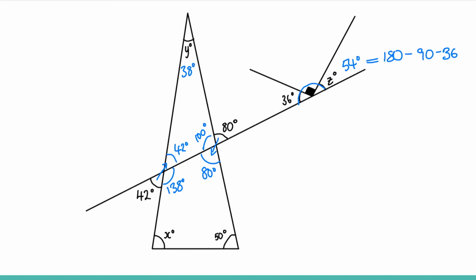And then the bottom one, I have 360 because it's a four-sided shape. And if I do 360 minus 50 minus 80 minus 138, then I can find that my final answer is 92. And that's from this four-sided shape, knowing that they add up to 360.